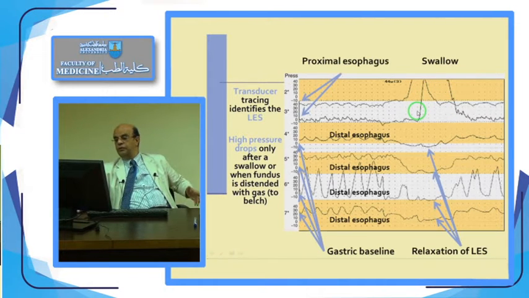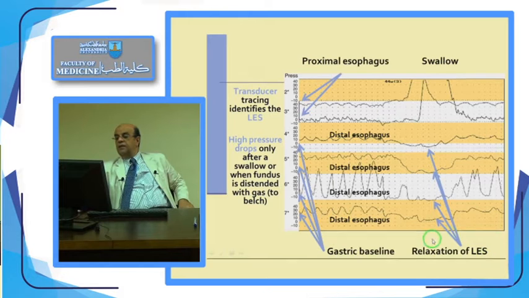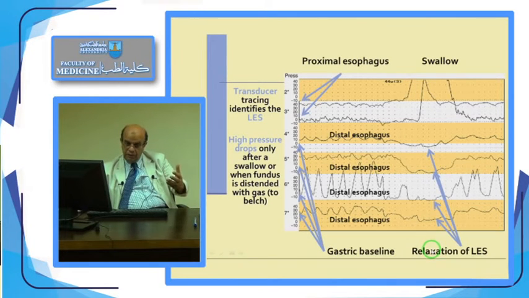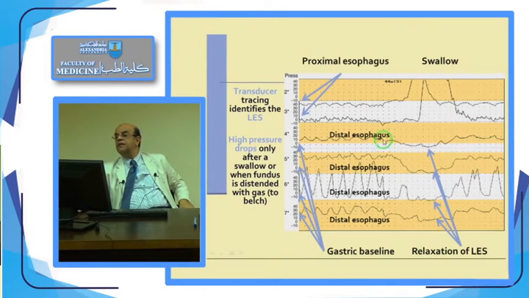So when there is swallowing, or when we need to belch because there is a lot of air in the stomach, this sphincter relaxes, permitting food to pass into the stomach or belching to occur. So the high pressure drops only after a swallow or when the fundus is distended with gas to belch.